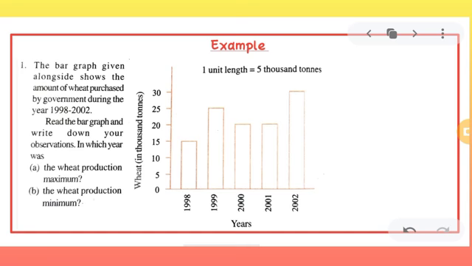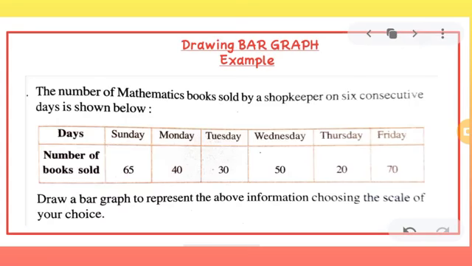Understood? Now let's see how to draw a bar graph. Again we will understand this with a question. The number of mathematics books sold by a shopkeeper on 6 consecutive days is given below.